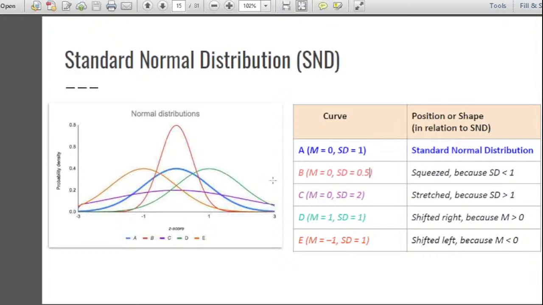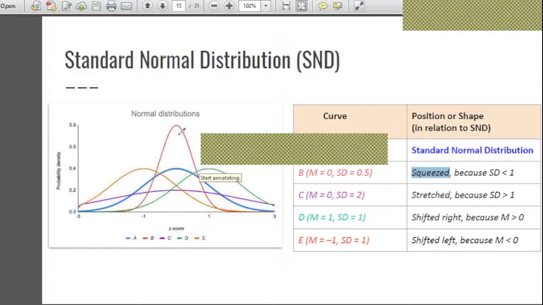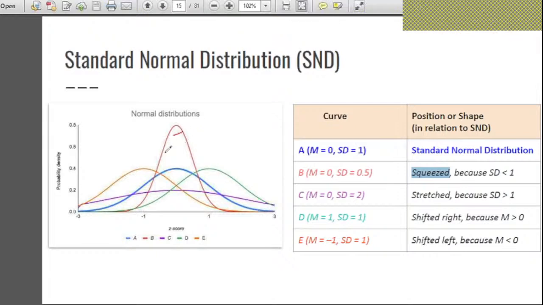Okay, so how do I convert this red into a blue? I squeeze it from the top, right? Just consider that these are like balloons. If I squeeze it from the top, what will happen? All this data which is here will be reduced because I squeeze it and it will get filled up in these.